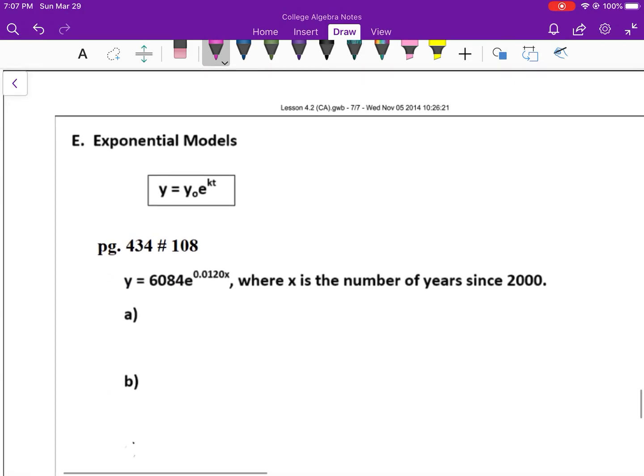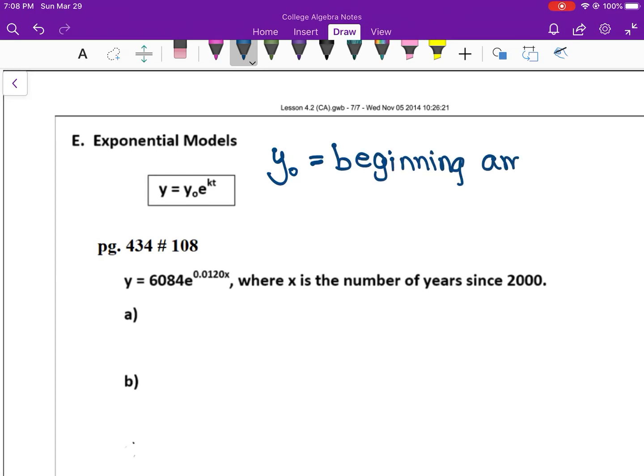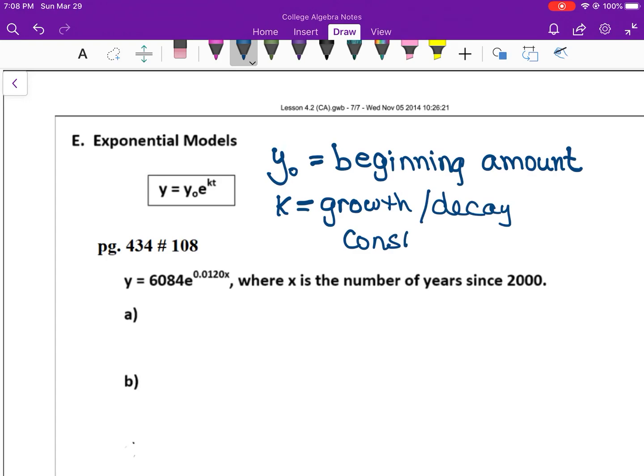All right, you will have exponential models in your homework as well. And so for these, y of 0 is always going to be the beginning amount. t for these can be any unit of time, so it's not going to always be years. It might be minutes, seconds. It doesn't matter. t is just a unit of time. k is your exponential growth or decay constant. Okay, they're talking a lot about the COVID-19 virus growing exponentially. So it's following this kind of a model.